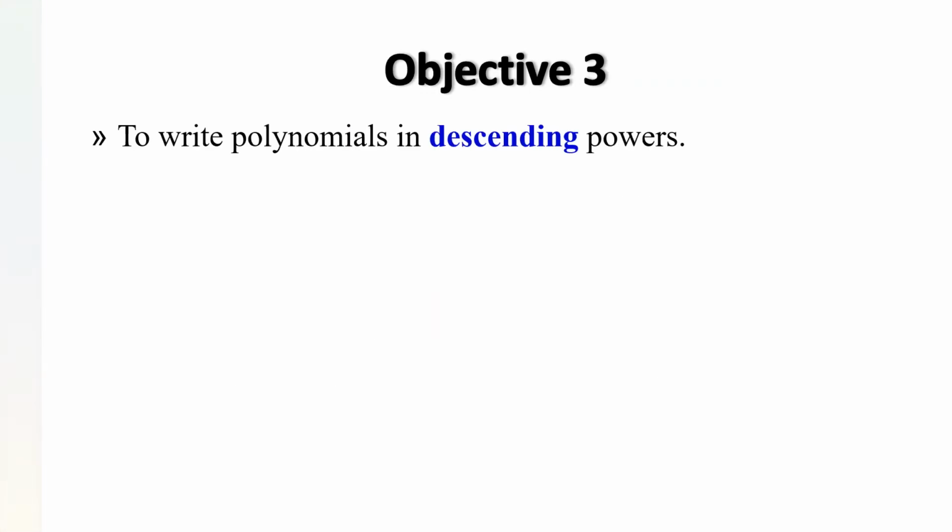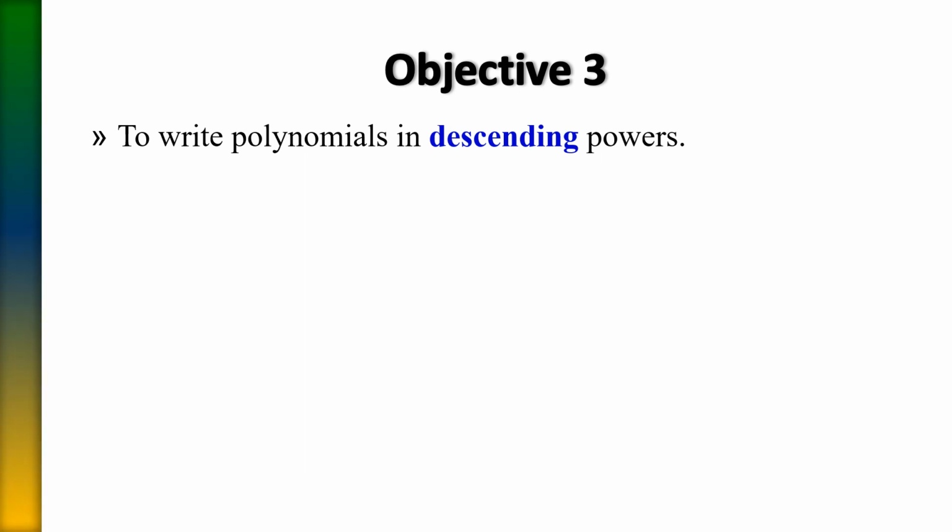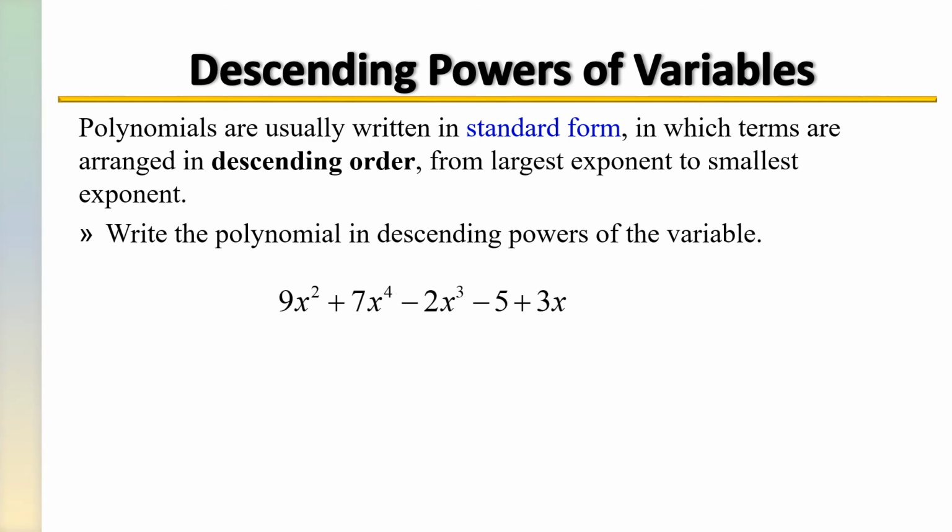Our next objective is to write polynomials in descending powers. Polynomials are usually written in standard form, in which the terms are arranged in descending order from the largest exponent to the smallest exponent. So that is the most common way to write a polynomial. If you take a look at the polynomial here on the screen, notice that the degrees, the exponents, are not in order from the highest degree down to the lowest degree. So we need to get this in order.